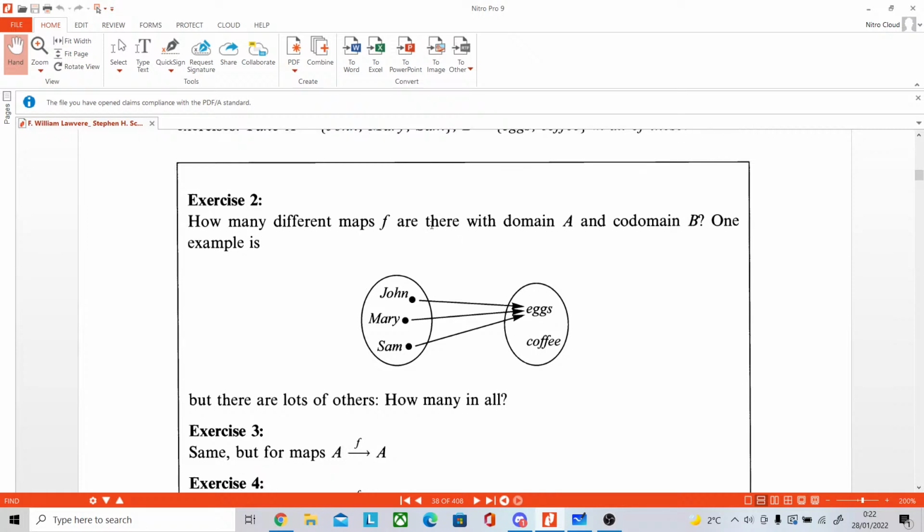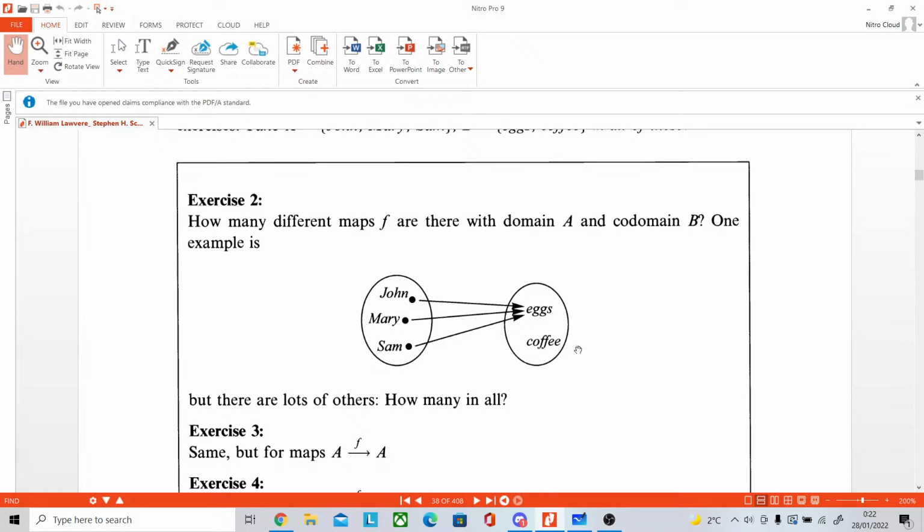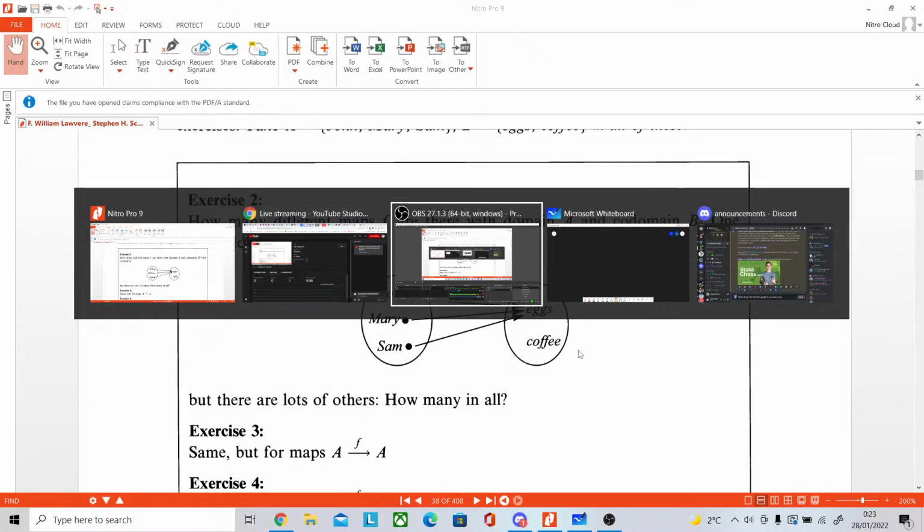How many different maps are there with domain A and codomain B? One example is this guy right here. So A is John, Mary, Sam, B is X, coffee. I think there's a formula. Of course there's a formula, but I forgot what it is. So if you have 3 things here and 2 things, how do you choose the options here?